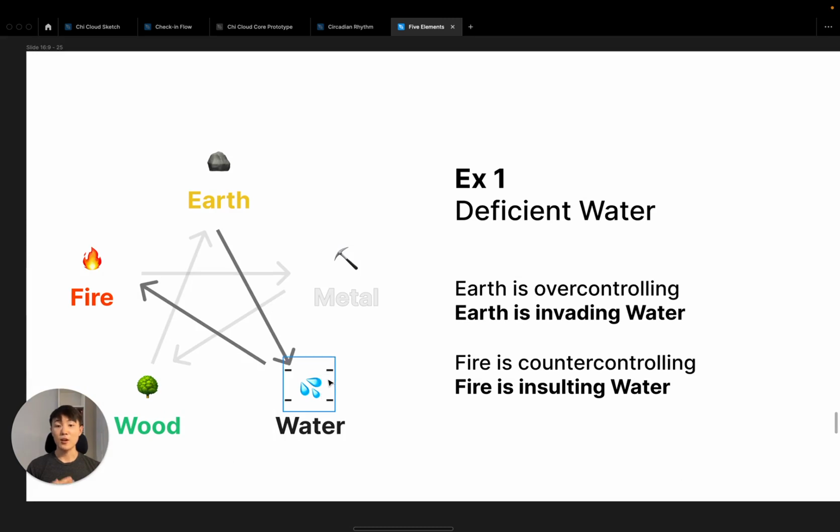Additionally, because water is deficient, fire is counter-controlling water. And because fire is counter-controlling water, we call that fire insulting water. So that's the first example with deficiency.